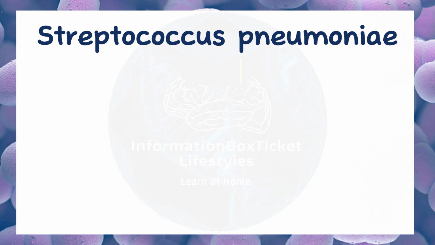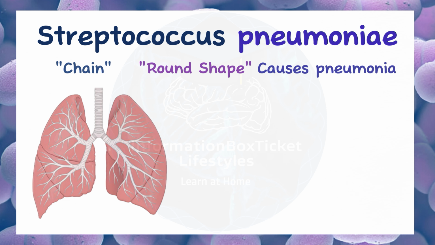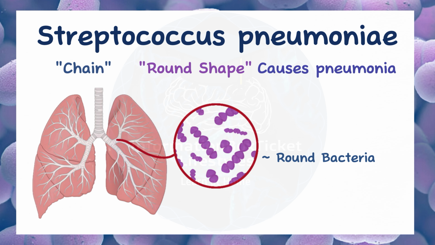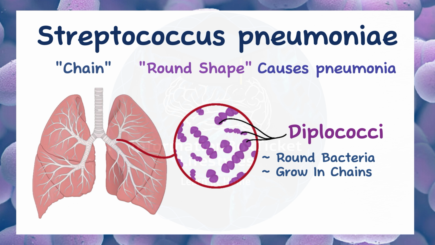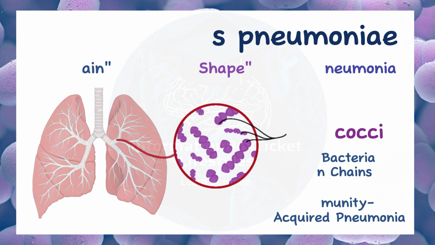Streptococcus pneumoniae, also known as strep pneumonia, can be broken down into its components. Strepto, meaning chain, coccus, referring to a round shape, and pneumonia, indicating its role in causing pneumonia. These are round bacteria that typically grow in chains and are often found in lancet-shaped pairs called diplococci. Streptococcus pneumoniae is the leading cause of community-acquired pneumonia, which is pneumonia contracted outside of a hospital setting.